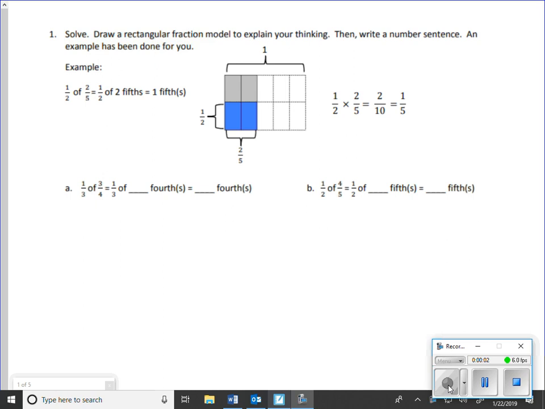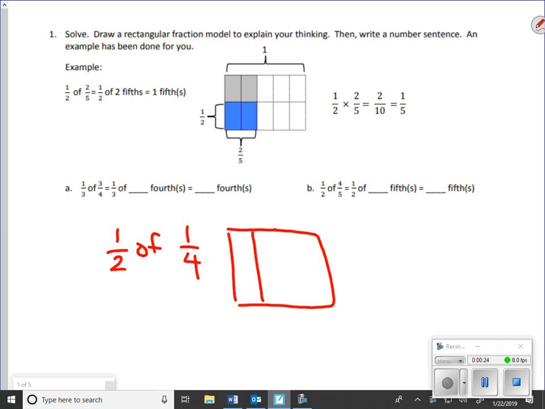In looking at this lesson, it's the same things in the rectangular fraction model as we were doing last week. If they were doing 1/2 of 1/4, then you would take the rectangular fraction model, put it into fourths, shade in 1/4 of it. Then you would put it in 1/2, go the other way, and then shade in 1/2 of it.